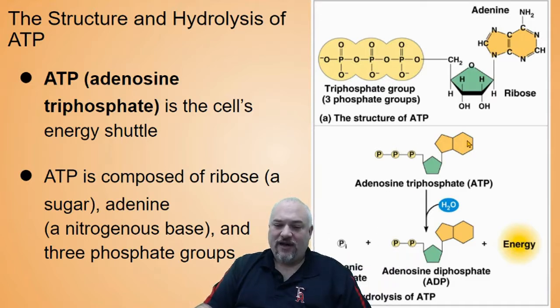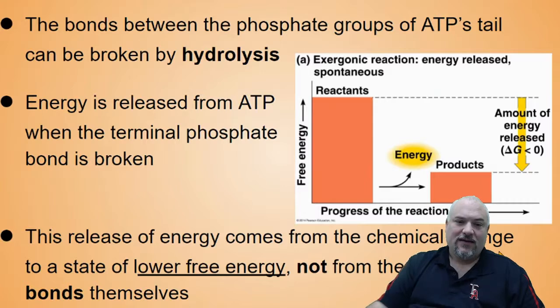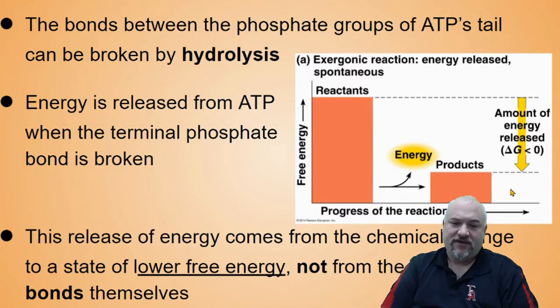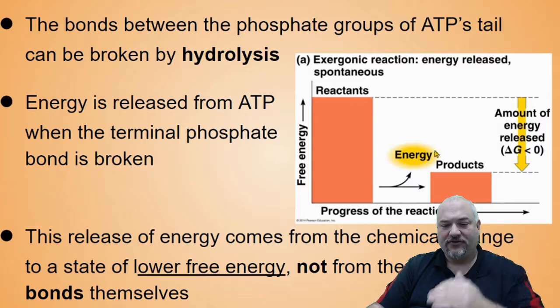And we can then drop down in energy levels, drop down in free energy, break off that phosphorus, and release some energy. That's how it works. The bonds between the phosphate groups of ATP's tail can be broken by hydrolysis. We saw it in the last one. That energy is released from ATP when that bond is broken. It doesn't come from actually breaking the bond. It's because it drops to a lower energy state.